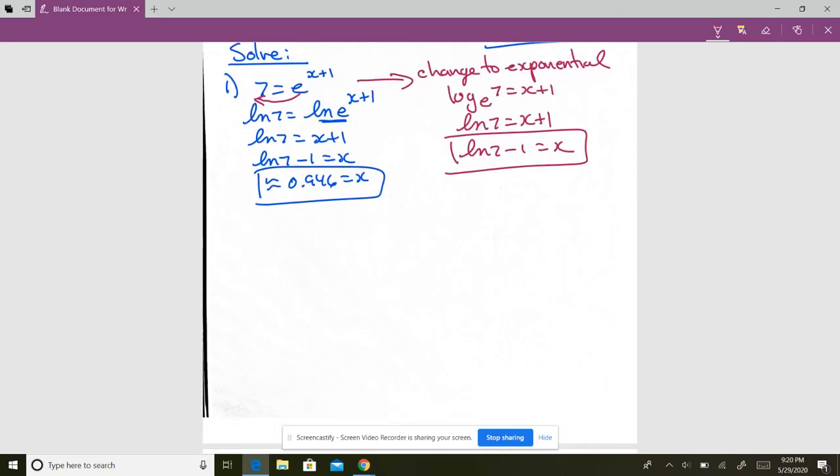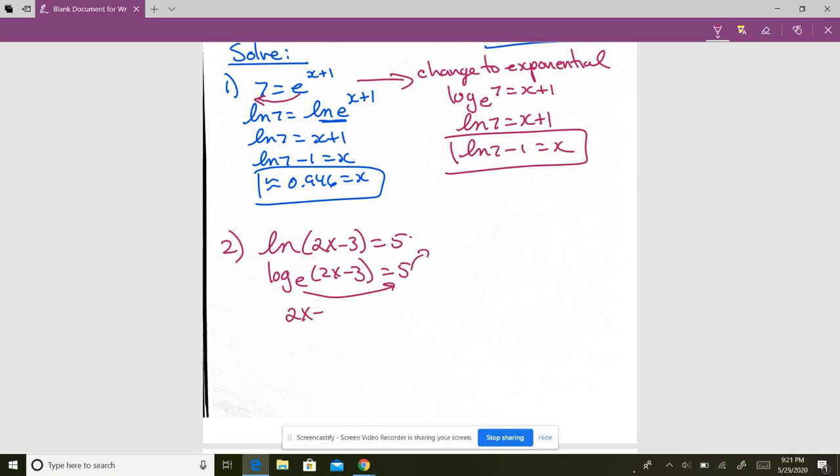Okay. Second example. Natural log of 2x minus 3 is equal to 5. Solve for x. Well, change to exponential form. So remember, natural log is log base e. You don't have to show all this, I'm just showing it as a review. Change to exponential, so that base moves over there, and this moves to an exponent. So 2x minus 3 is equal to e to the 5.